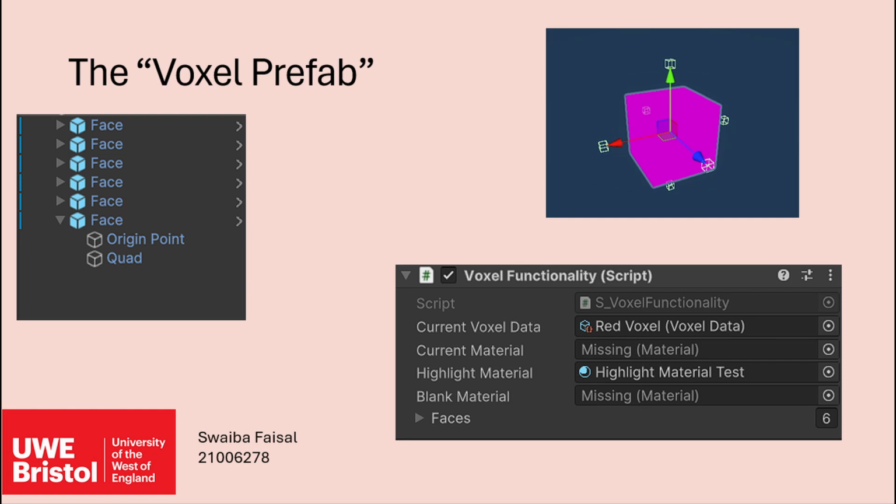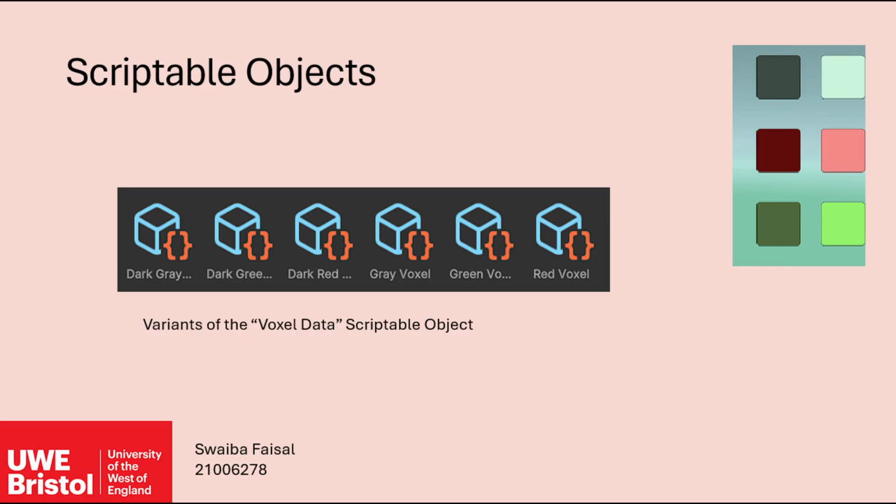The voxel prefab also holds a voxel functionality script, which has an array with a reference to all the faces in the prefab, alongside its voxel data scriptable object. Scriptable objects have been used in this project to contain data such as the voxel's specific color outside of runtime.